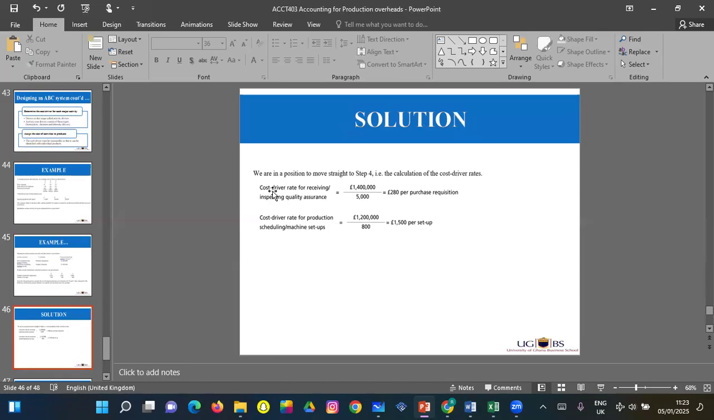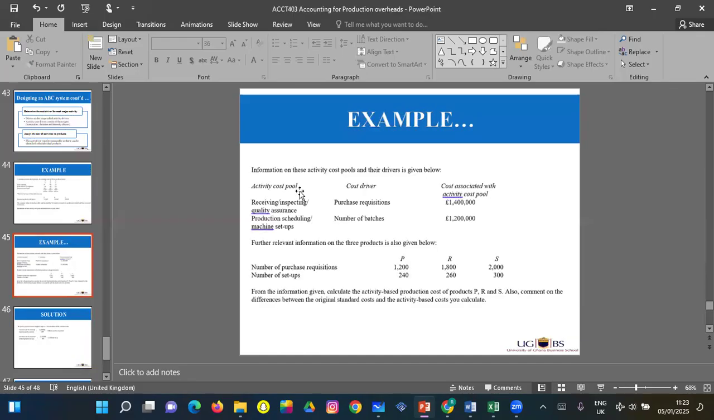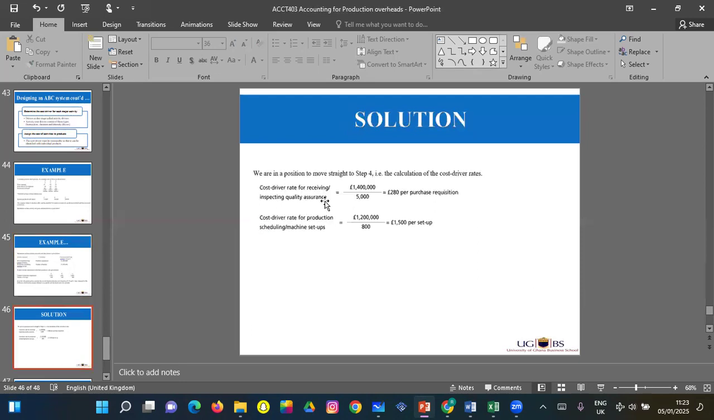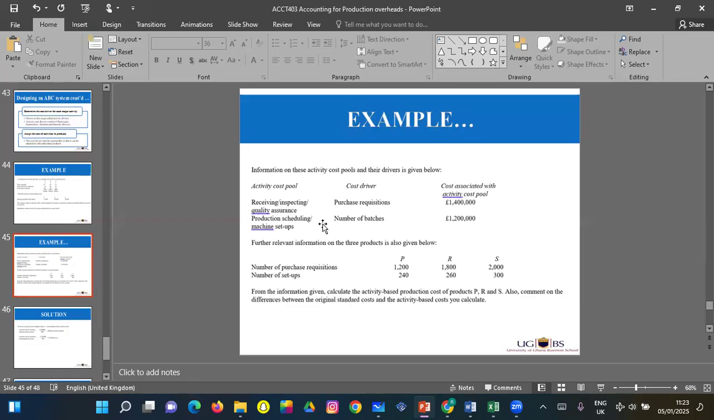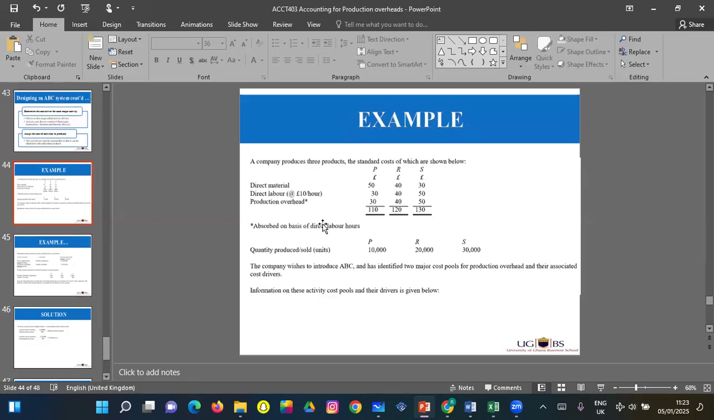So the CDR rate is going to be what? It is going to be the total cost for the receiving and inspecting, quality assurance, right? So inspecting quality assurance.